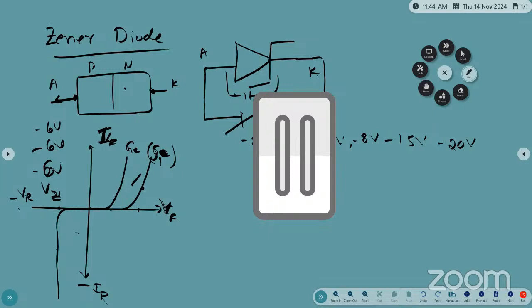How much voltage are you applying from the switchboard? 230 volts, 50 hertz. Our mobile phone requires how much voltage? 5 volts with 500 milliamps or whatever. Okay, and the 5 volts.